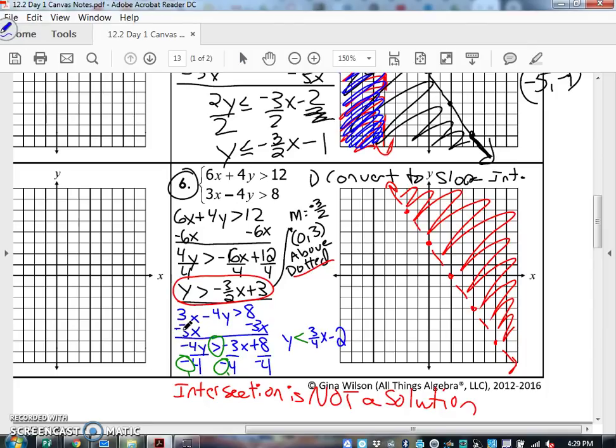All right, so now my slope is 3/4. My y-intercept is 0, negative 2. I'm shading below, and I have a dotted line. So starting off at 0, negative 2, I'm going to go up 3 and to the right 4. Again, up 3 and to the right 4. I can go down 3 and to the left 4. There's a dotted line, and I'm shading below.